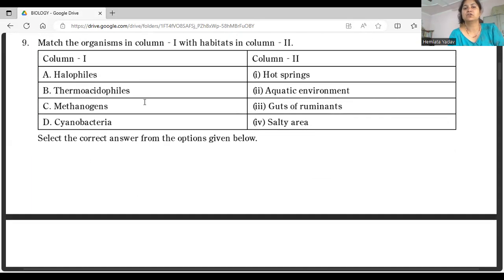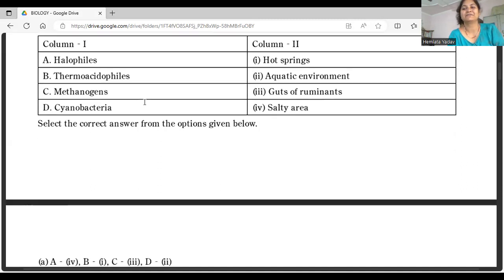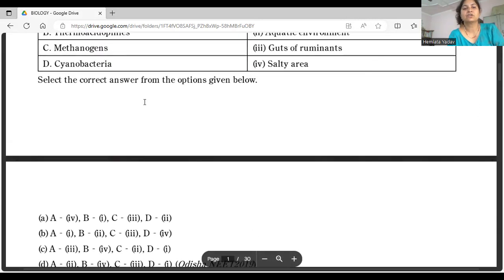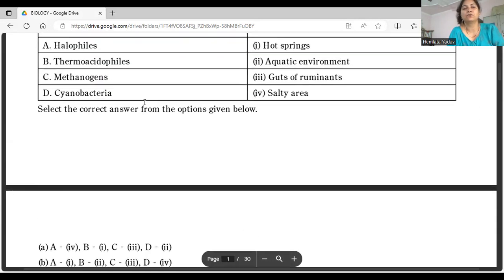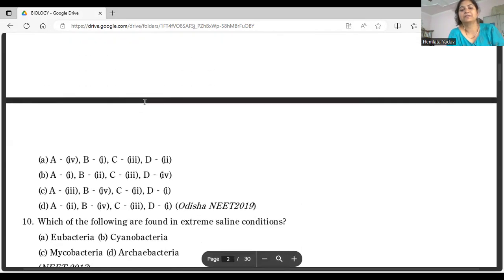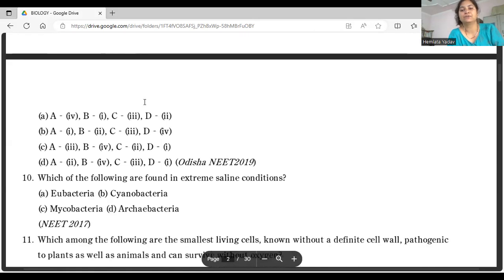Kingdom monera: match the column. Halophiles are found in the salty area, so A will match with the 4th. Thermoacidophiles will match with hot spring, that is first. Methanogens will match with the gut of ruminants, and cyanobacteria with the aquatic environment. So the correct option will be A4, B1, C3 and D second. The first option will be correct, which came in the Odisha NEET 2019.